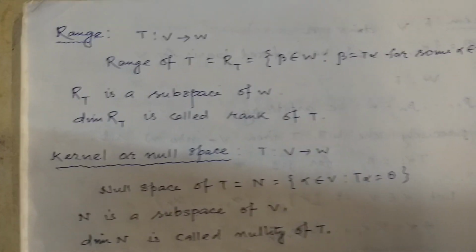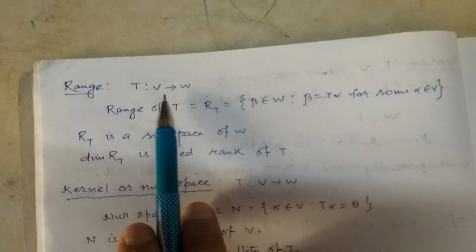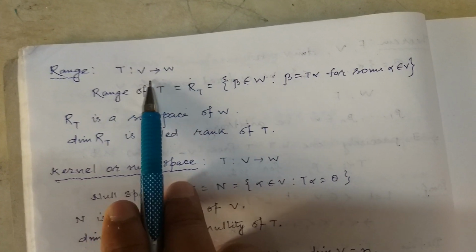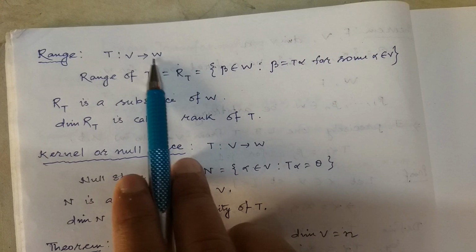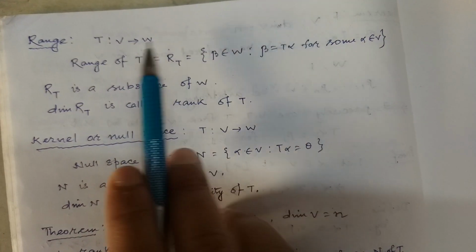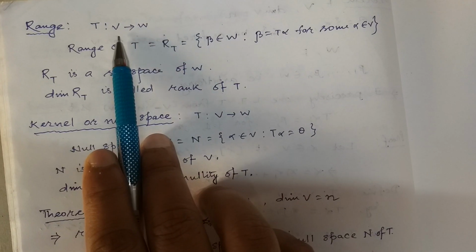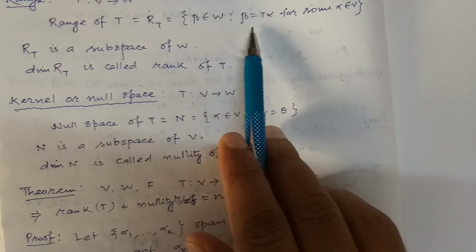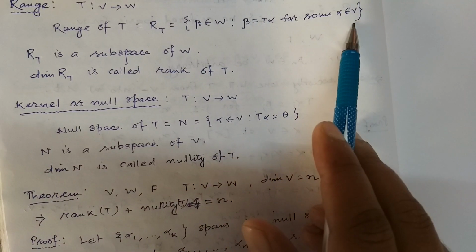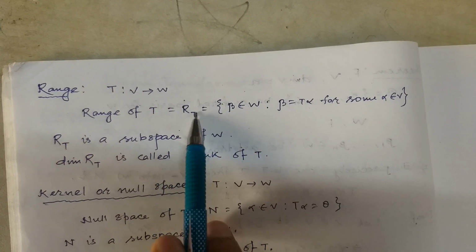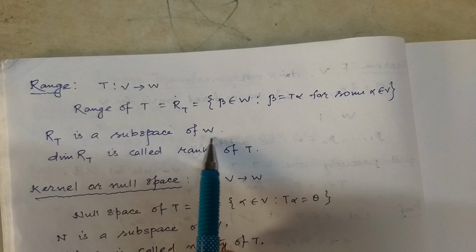Next part, the range of a linear transformation. Let T from V to W be a linear transformation, where V and W are vector spaces. Then the range of T is defined as the set of vectors beta in W such that beta is the image of some alpha taken from V. So it is the set of beta belonging to W such that beta equals T alpha for some alpha belonging to V. And it is an easy task to check that this R(T), the range of T, is a subspace of W.